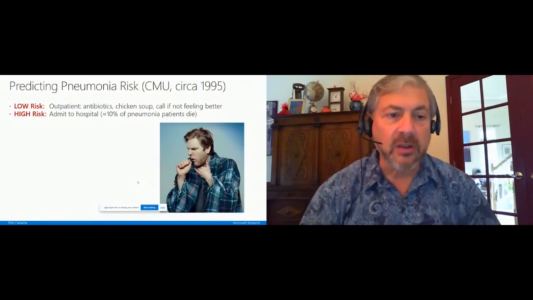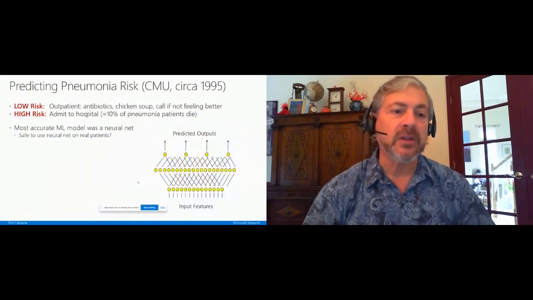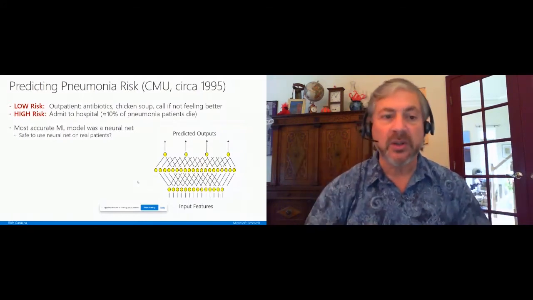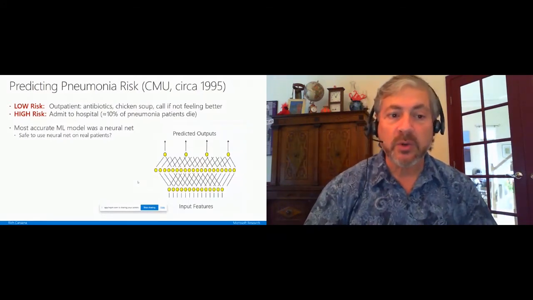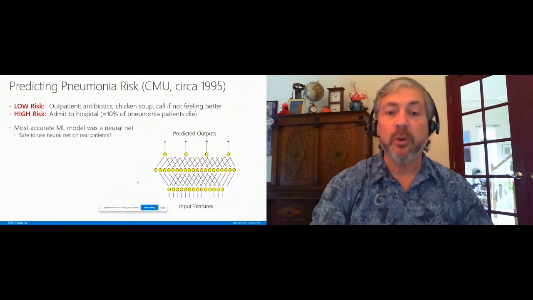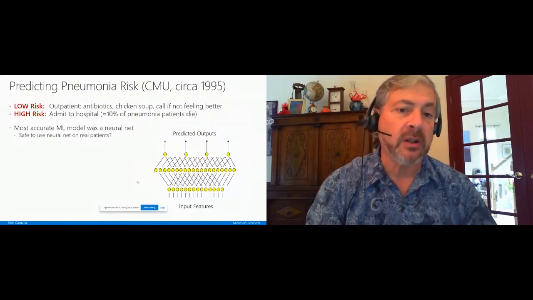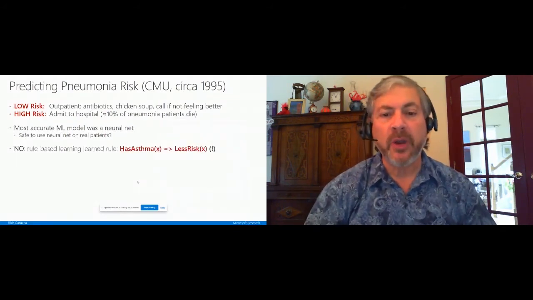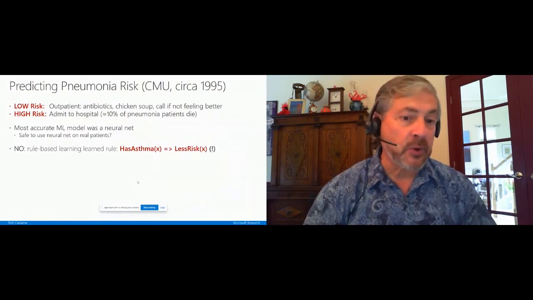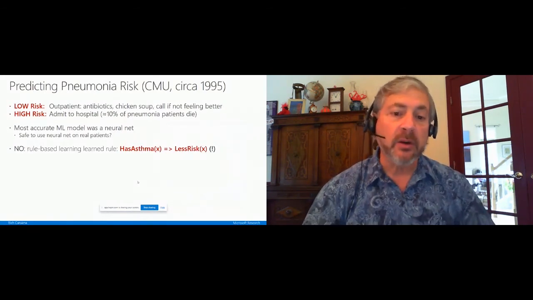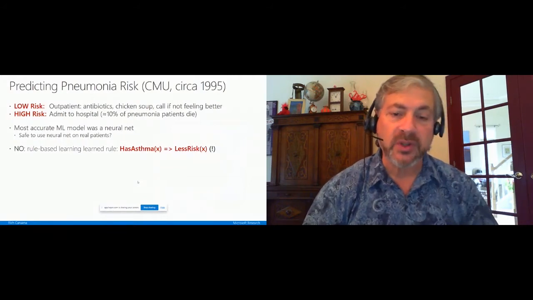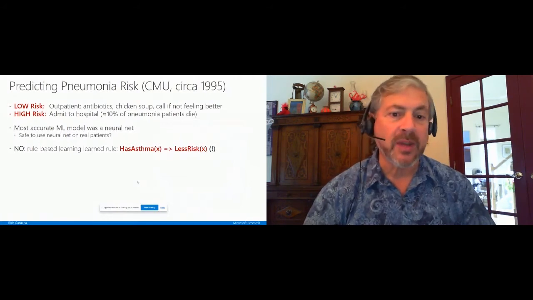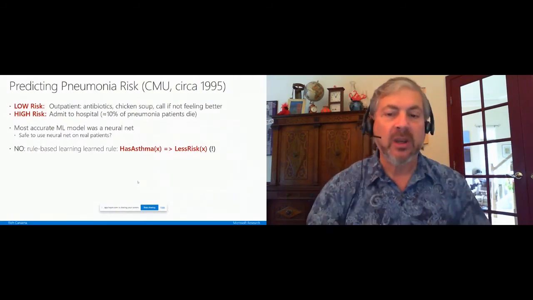And I guess I got very lucky. The multitask neural net I trained on this pneumonia data was the most accurate model that any of the many teams who were working on this data set could train. And the question arose, was it safe for us to use this neural net on real patients? Should we go and start using it clinically? And I decided no. One of the reasons was a friend who was doing rule-based learning at a different university, but on the same data set, a year earlier had learned this funny rule, which said that if you had a history of asthma, it lowered your chance of dying from pneumonia. That is, asthma looked like it was protective if you had pneumonia.